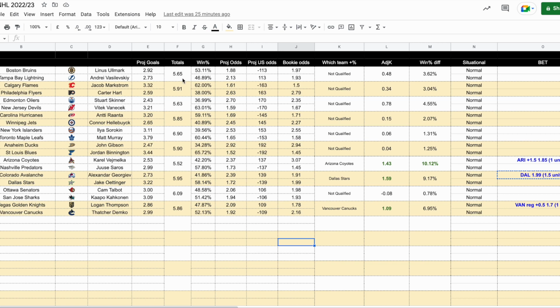Okay, so the first game: Boston Bruins against Tampa Bay Lightning. Based on my projections, this is a close to even game, but I give a little bit better chance to Boston Bruins. I have them as a small favorite. Bookmakers have this as an even game, so not good enough, only 3% difference.